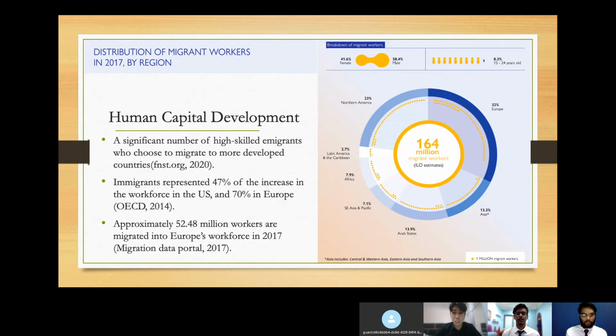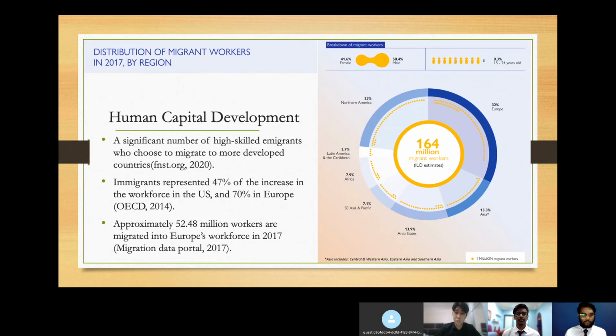First of all, this is the statistic of the distribution of migrant workers in 2017. As we can see, both of the largest sectors of the pie chart are mostly developed countries, as labor immigrants prefer developed countries like the United States and Norway because they will have better employment opportunities and also self-development, since they might gain extra knowledge such as technological knowledge.